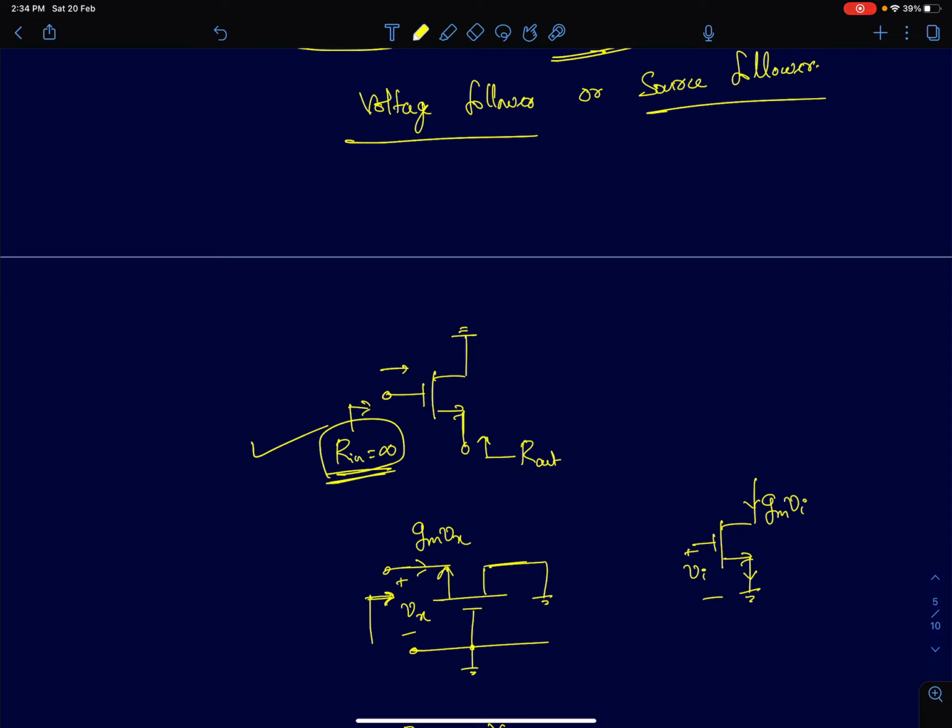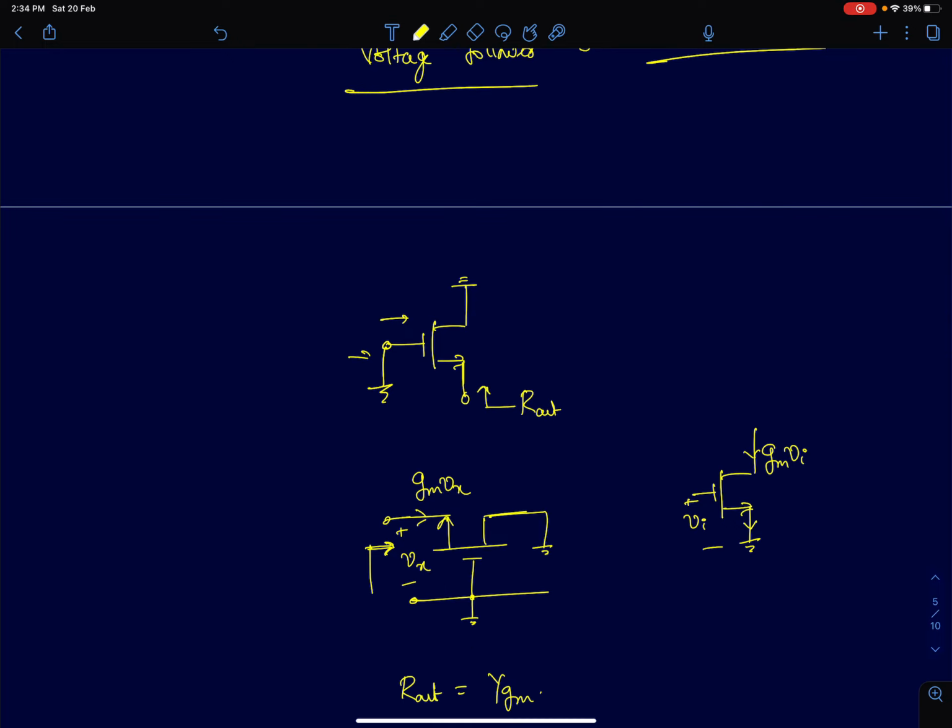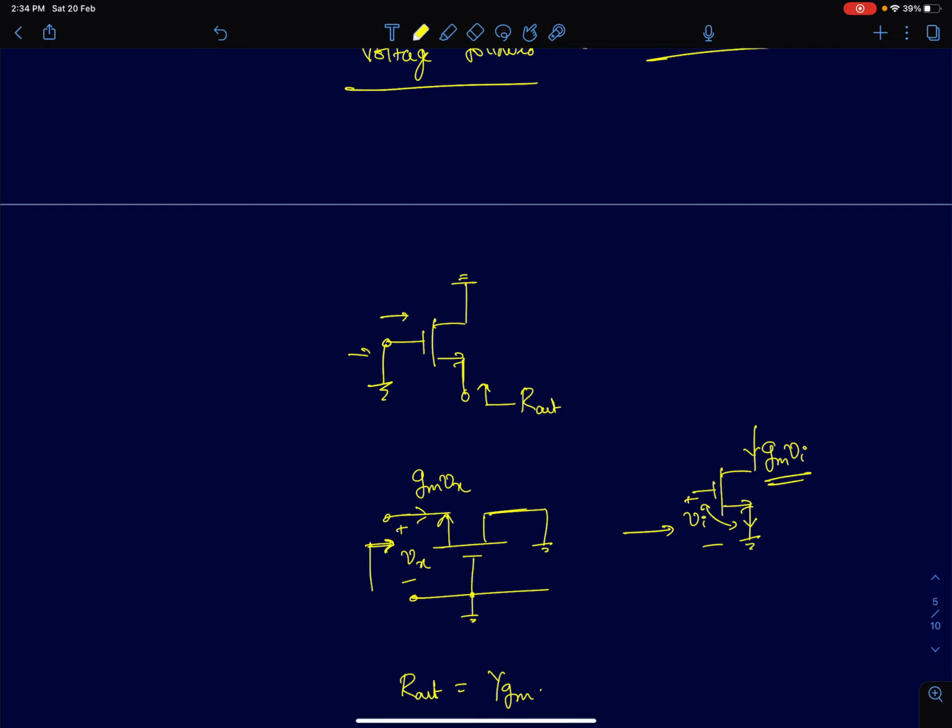Now to find the output resistance, I'm going to short circuit the input and try to find the output resistance. Before we analyze the output resistance, I've mentioned this in the previous class as well, we should start analyzing circuits intuitively. So when I apply a voltage Vi across the gate to source terminal of a MOS device, in your mind you can picture a current Gm times Vi, or Gm times VGS, flowing from drain to source. You can also include R0, but keep R0 aside.